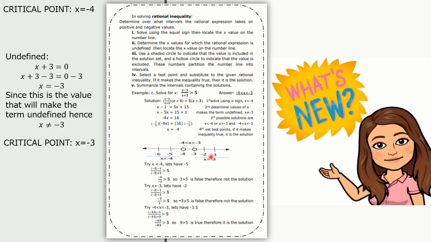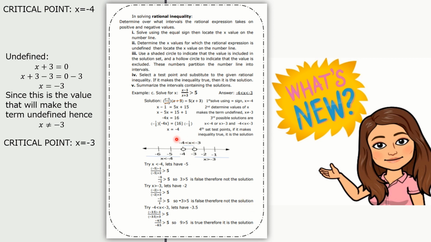Next, we test this interval, x greater than negative 3. Let's have negative 2. (Negative 2 minus 1) over (negative 2 plus 3) is greater than 5. Negative 3 over 1 is greater than 5. So we have negative 3 greater than 5, which is also false. Therefore, this is also not the solution that we are looking for.